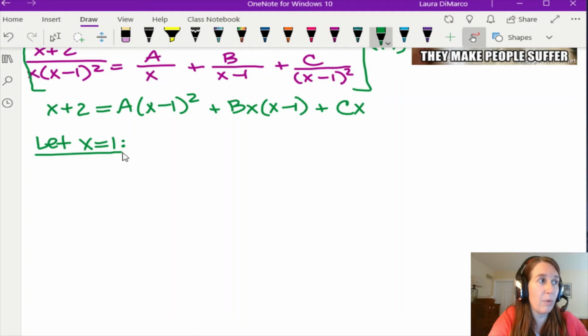Okay, and see what happens and see why I chose 1. I just picked 1. I picked it for a certain reason, so I want you to try to figure out why I picked 1.